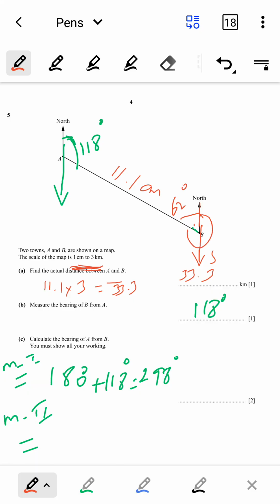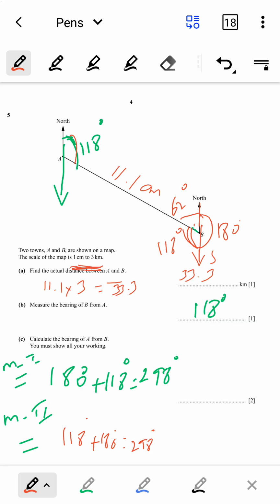But we need only this part. Is it correct? So now this will be the 180 degree. So this will be its alternate angle. So this and this angle, alternate angles, are always equal. So here 118. So 118 plus 180, you will be getting 298. So there are two ways to calculate the answer.